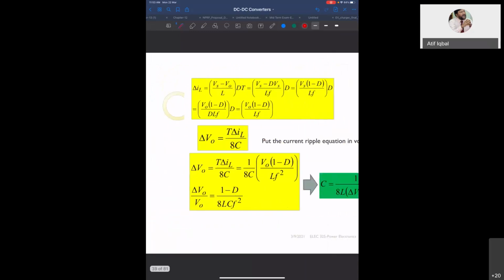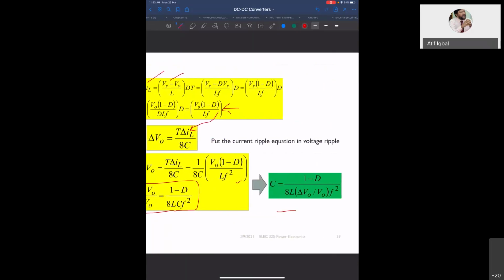So from here you get the value of C. Delta IL is V naught, this is the formula for delta IL, so I will put this delta IL here. Then I can find this expression, and from here I get the value of capacitor. This is how you design the value of capacitor. Now what is this? You check. This is the voltage ripple in the output, and this is the switching frequency.